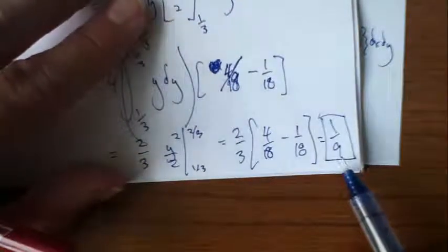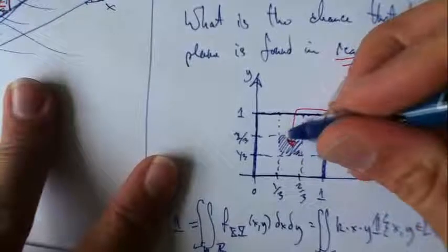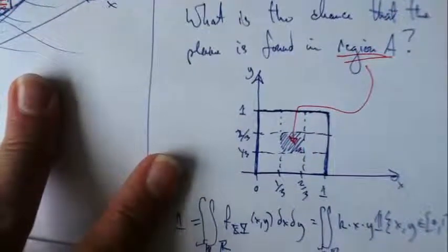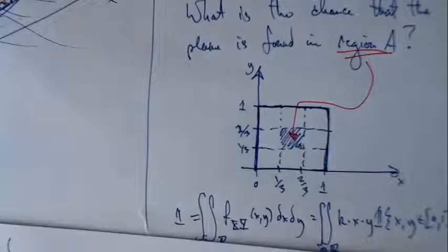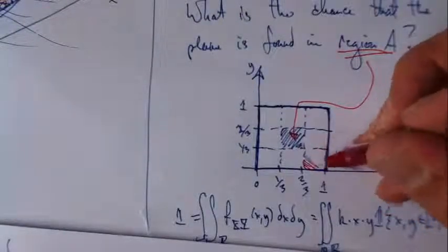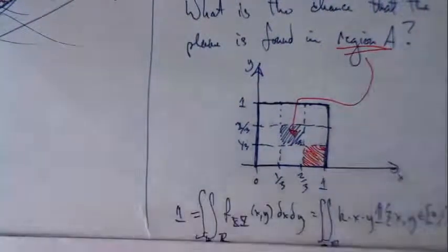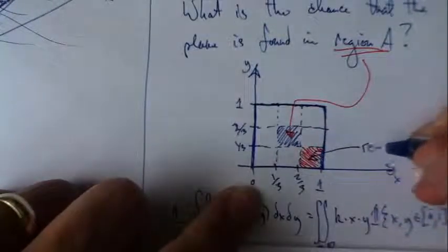Now, notice that our answer here is 1/9, and the area of this region is 1/9. That is purely coincidence. That is a pure coincidence. Okay, maybe this is a really bad example. Actually, it's pretty good. I think now you should try to see if you can find the chance that the plane went down here in region B. See if you can do that.